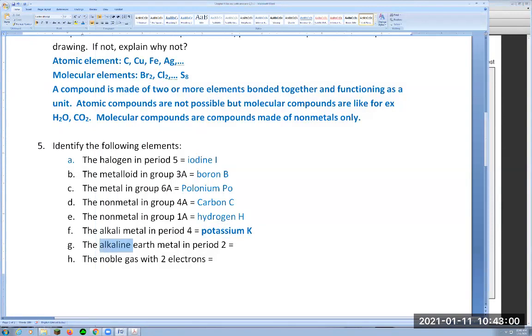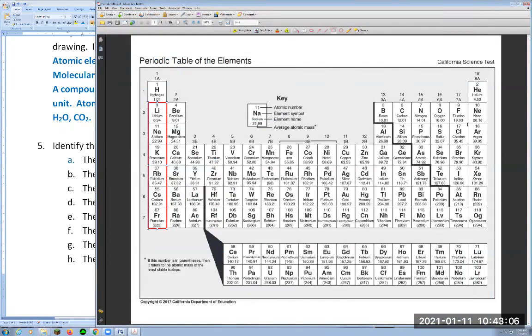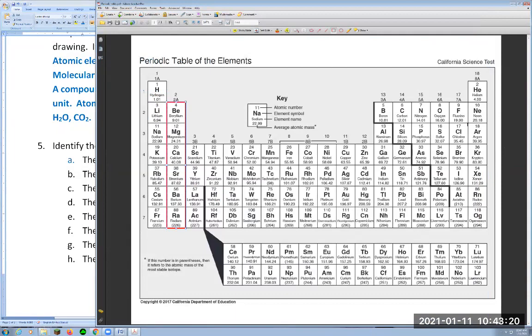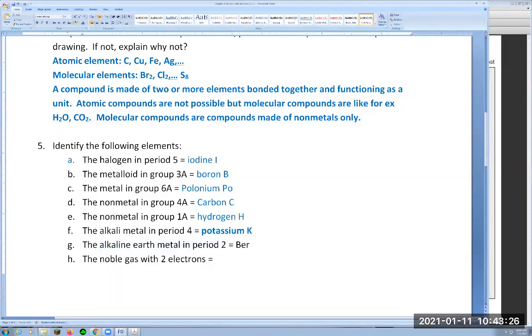Now the alkaline earth metal in period 2. So where are the alkaline earth metals? The alkaline earth metals are just next to the alkali metals, and that's the metals in group 2A. We call them alkaline earth metals. And we are looking for the one in period 2. So period 2 means row 2, which is beryllium. Beryllium with 2 L's. And so that's the alkaline earth metal in period 2.